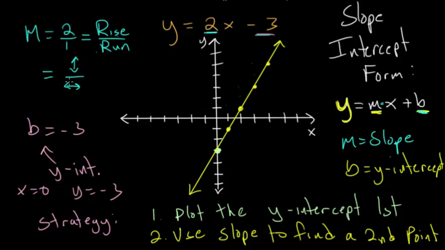So let's do another one, but we're going to keep this strategy. Figure out what the slope is, what the y-intercept is. Once you figure these out, then you plot the y-intercept and then use the slope to figure out a second point. Once you figure out a second point, connect them with a line.